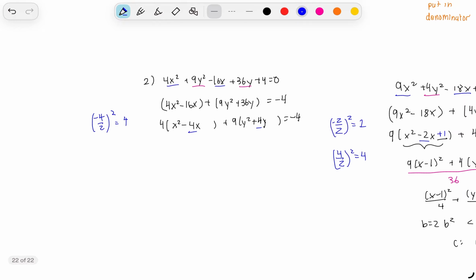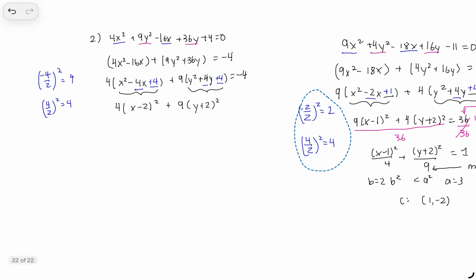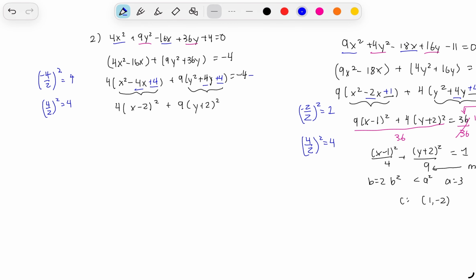Now for 9 as well, that's going to equal to 4. So this is going to be x minus 2 squared, and this is going to be y plus 2 squared. On the right-hand side, you also have to add. So this is going to be 4 times 4 because when you added this, you not only added it on the outside, but you added it on the inside. And that inside is multiplied by 4. Same for 9 times 4.